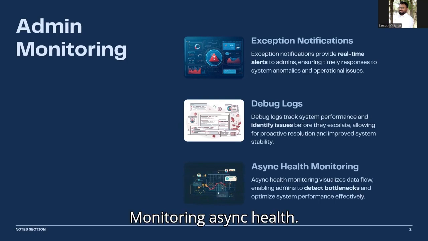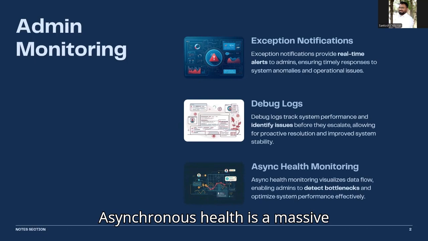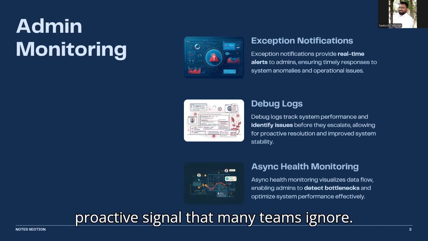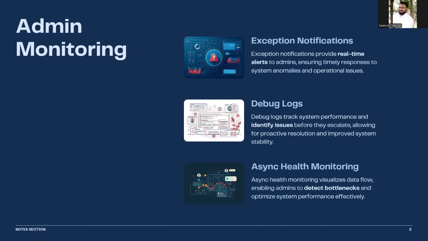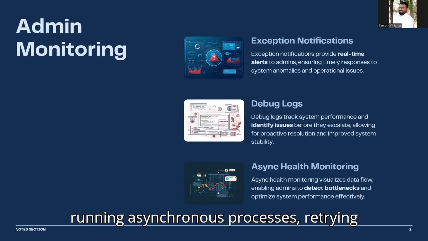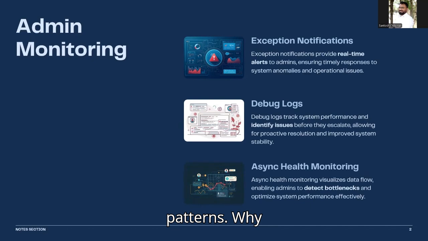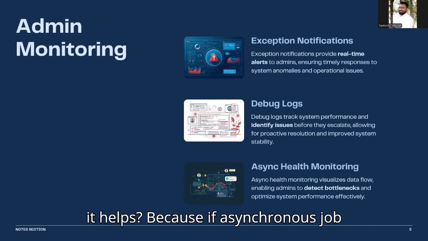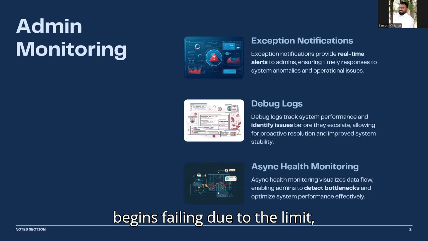Monitoring async health. Asynchronous health is a massive proactive signal that many teams ignore. What we need to monitor is the failed batch jobs, queueable backlog, scheduled job failures, long running asynchronous processes, retrying patterns. Why does it help? Because if an asynchronous job begins failing due to the limit, it means your org is near the load thresholds and it will soon affect the synchronous transactions too.